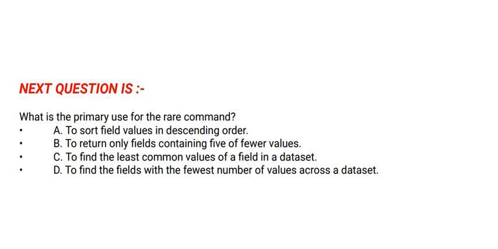The correct option is option A. Next question is, what is the primary use for the rare command? Options are: Option A, to sort field values in descending order. Option B, to return only fields containing 5 or fewer values. Option C, to find the least common values of a field in a data set. And option D, to find the fields with the fewest number of values across the data set.